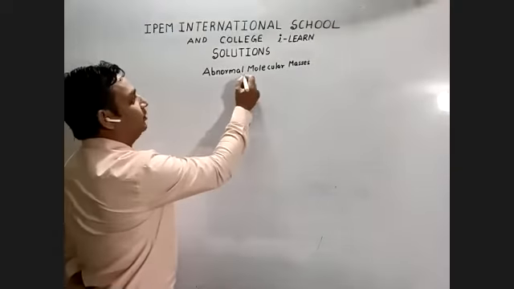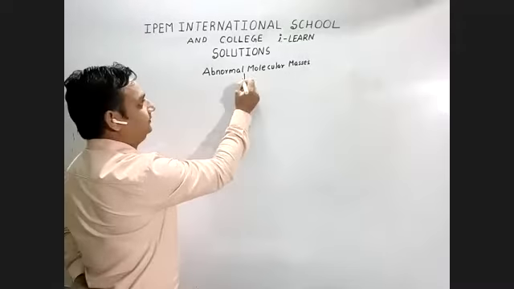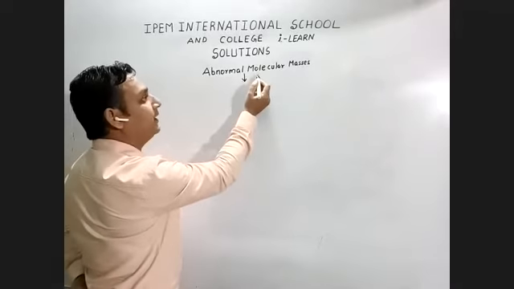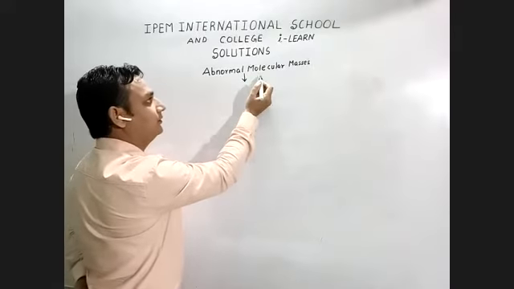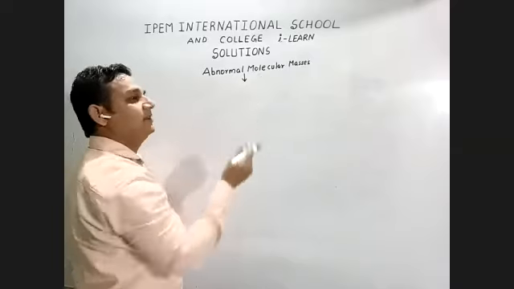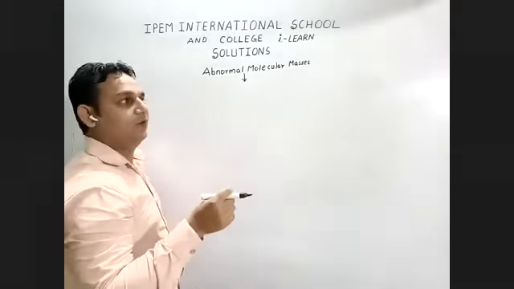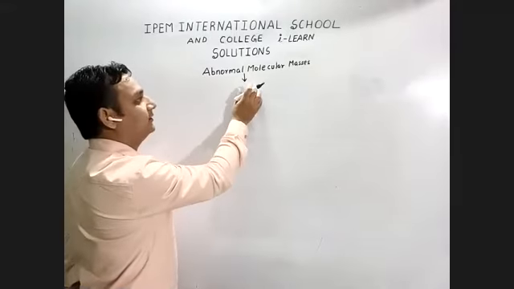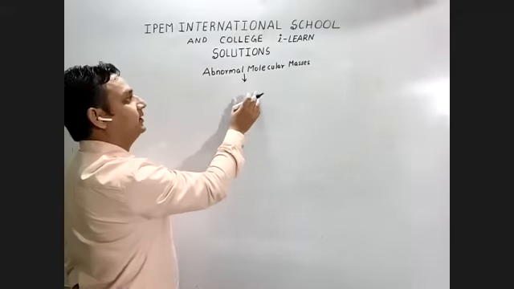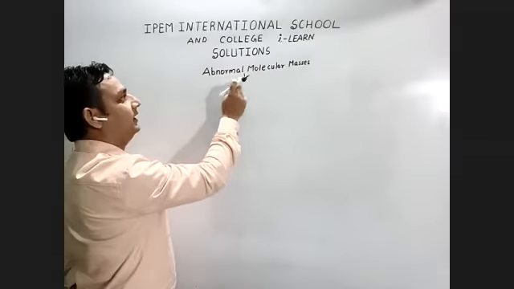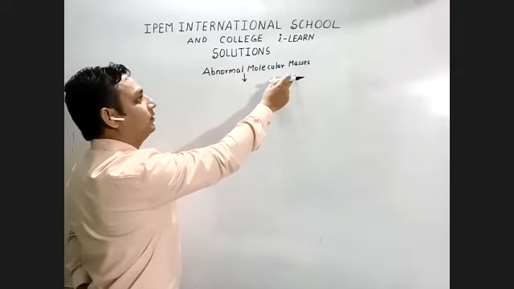All right. Abnormal molecular masses: the experimentally observed molecular masses on the basis of colligative property, which are different from the molecular masses calculated from the chemical formula. That we call abnormal molecular masses.